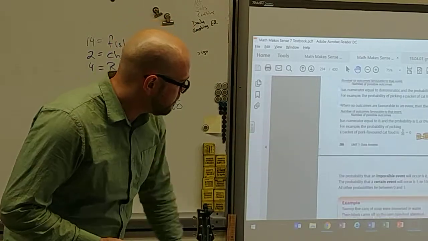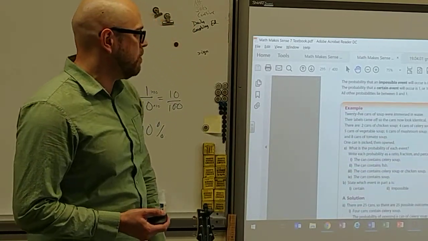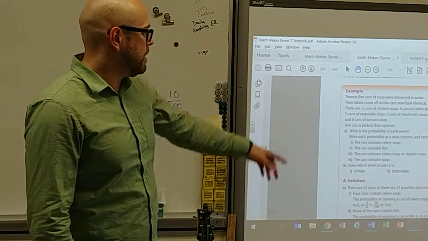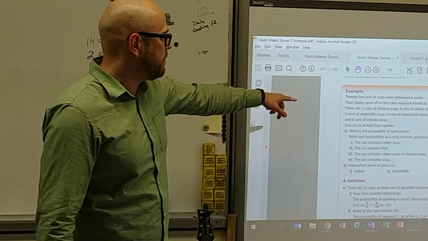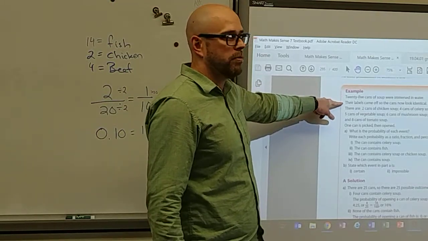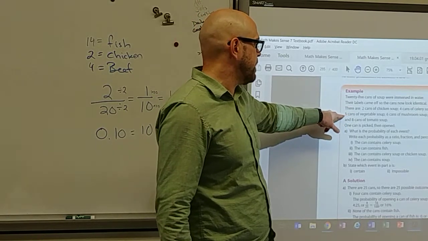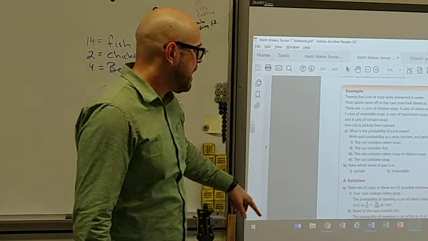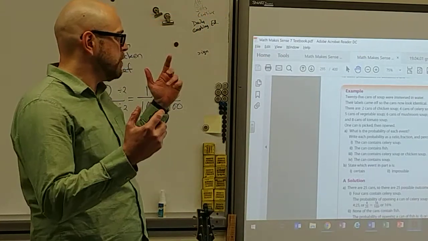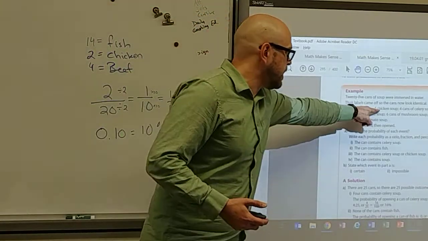I'm gonna skip on through these because we're doing the same thing over and over again. For example, look at this. It says 25 cans of soup were put in water and their labels came off. Uh-oh. There's 2 cans of chicken, 4 cans of celery, 5 cans of vegetables, 6 cans of mushroom, 8 cans of tomato, 1 can is open. What's the probability that it's chicken?